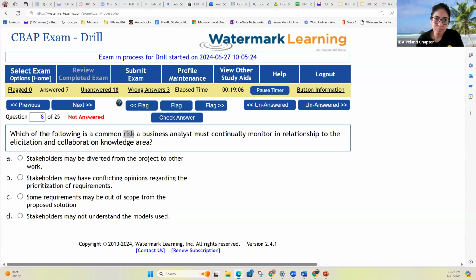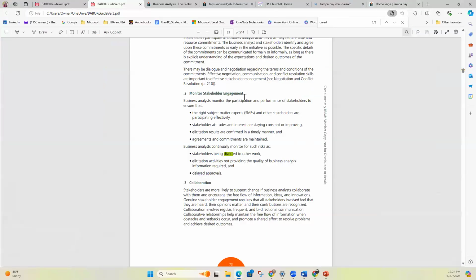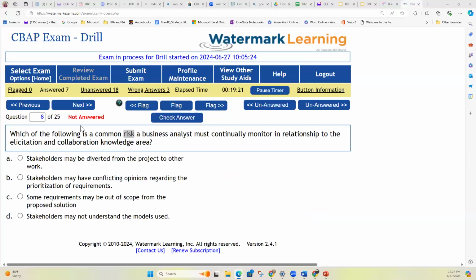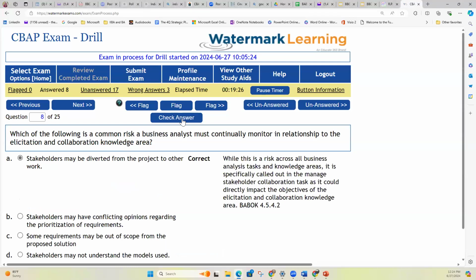Yep. Okay, so I'm only going to do this once during this meeting, I promise. Monitor stakeholder engagement, must continually monitor such risk. Here we are. These are the three risks that we have to continue to monitor against. So answer is A. That's what it looks like. Let's see if we all agree.